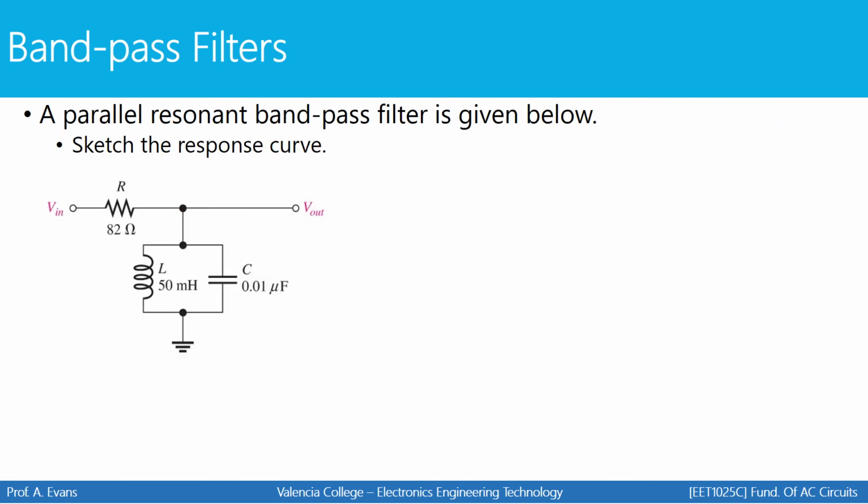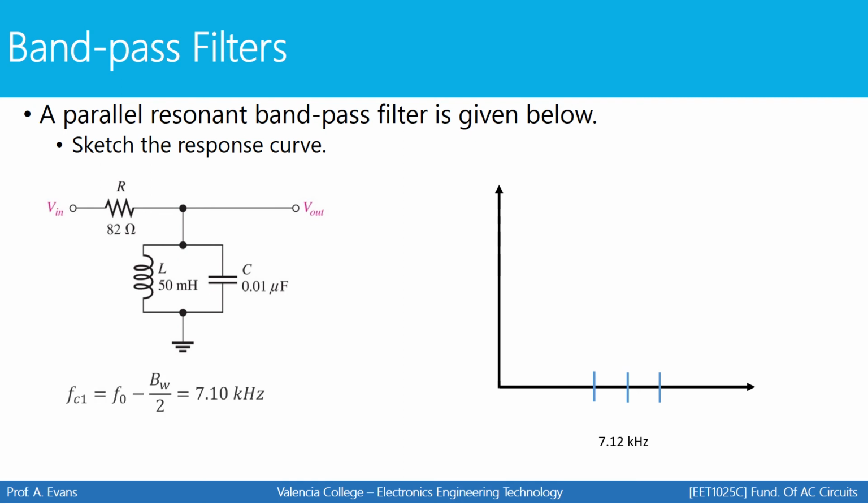And now we're going to sketch the response curve. Here's my axis. There's my critical frequency. Again, I have to calculate, that's my center frequency, and now I have to calculate my two critical frequencies to the left and to the right. I'm going to do that by taking the bandwidth, cutting it in half, and then I'm going to take my center frequency and do plus or minus that value. So there's my two critical frequencies to the left and to the right.